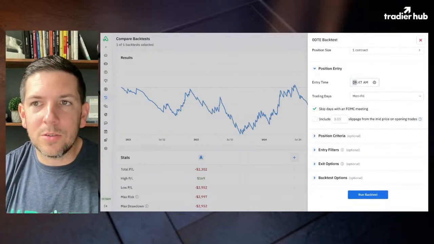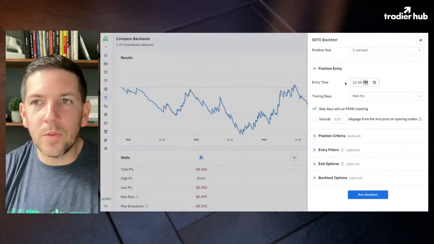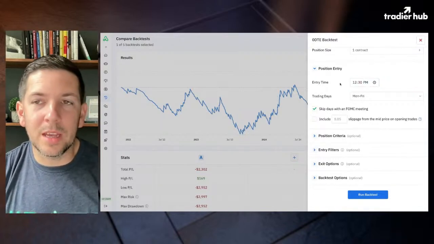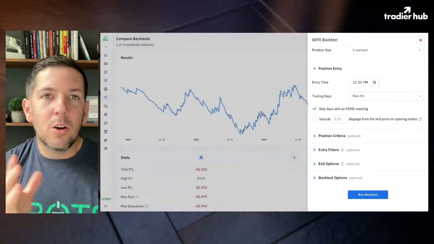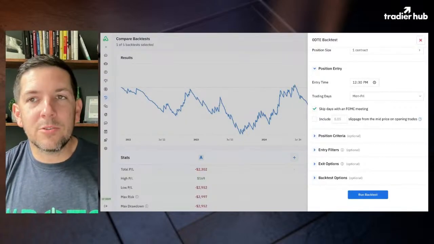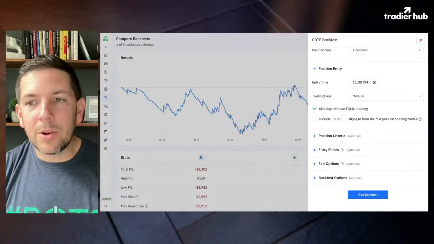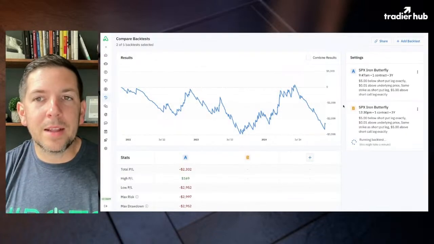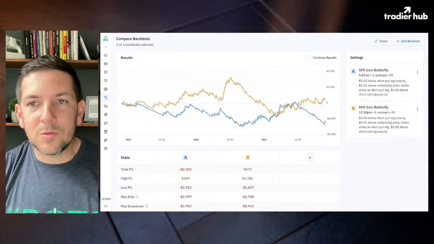So let's do this. Let's go to 12:30 p.m. Let's move our entry time out just a little bit and see if that does any better for us. Instead of entering a position early in the day, let's move that entry time to just past noon, just past lunchtime. Same parameters for everything. Let's run that backtest and see if we do a little bit better.